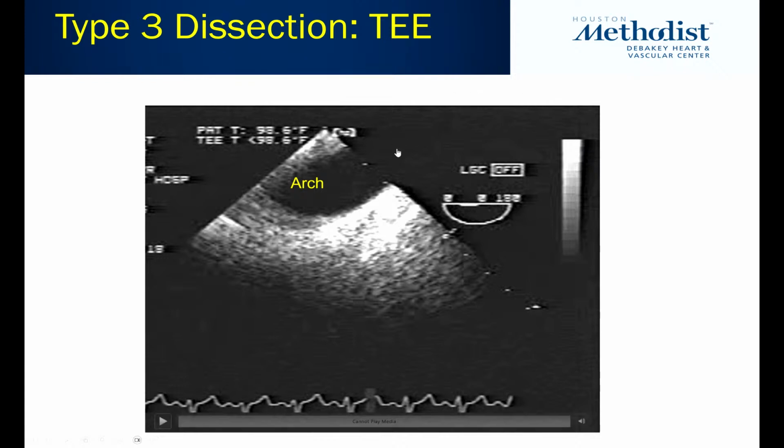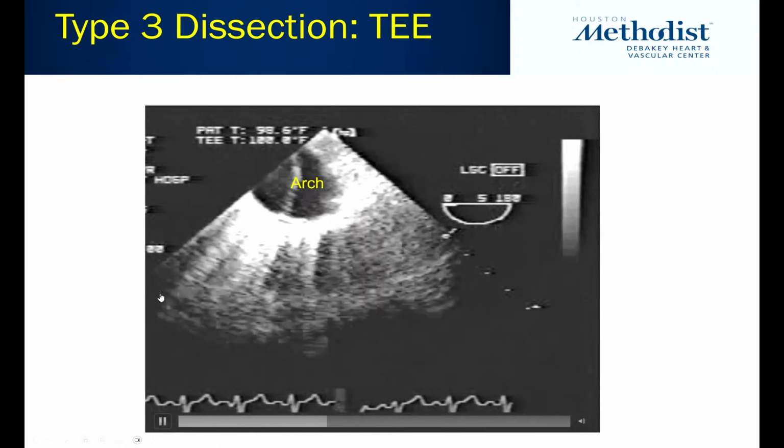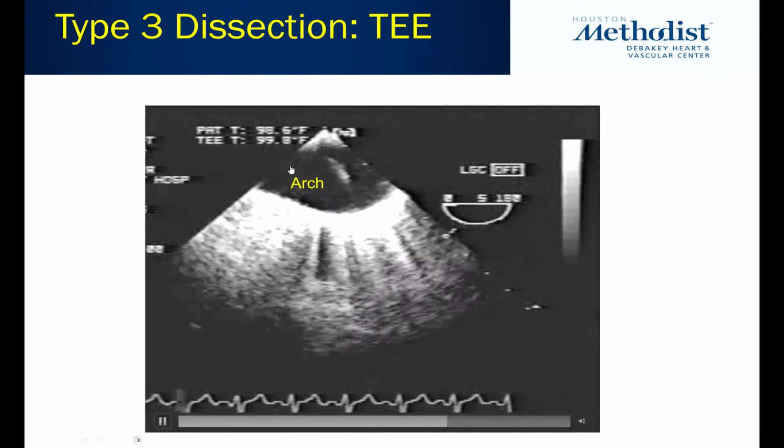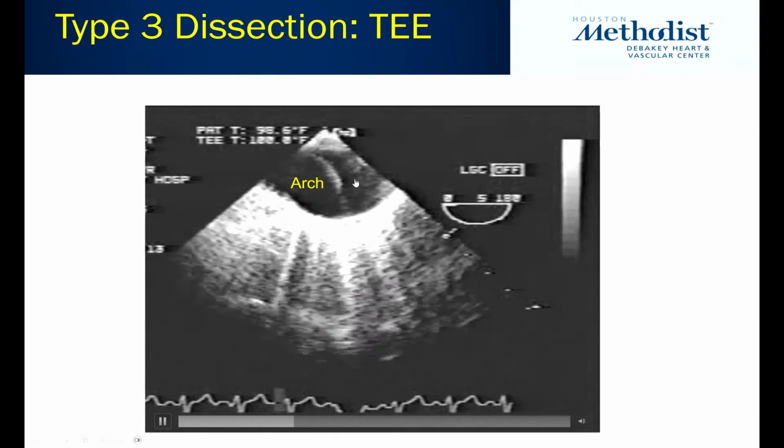And this is a patient. Well, we'll move. Yeah, here we go. So this is a type B or type 3 starting in the proximal part of the descending aorta.